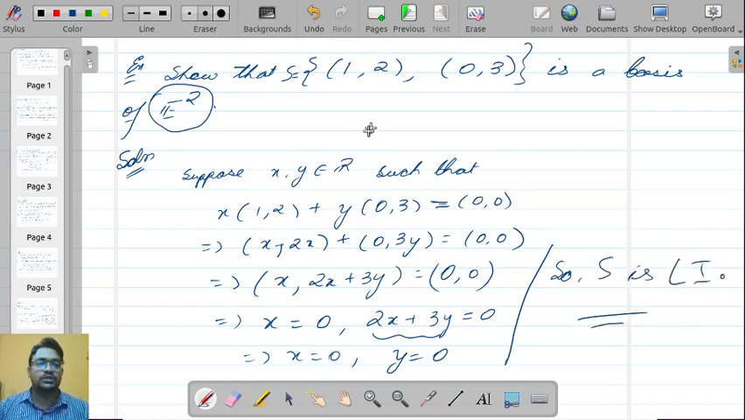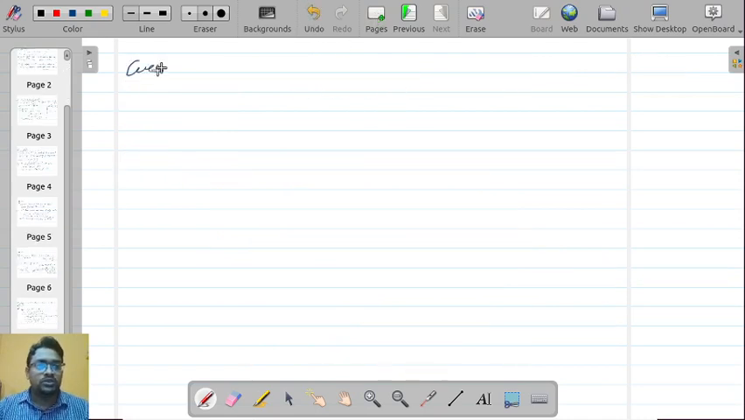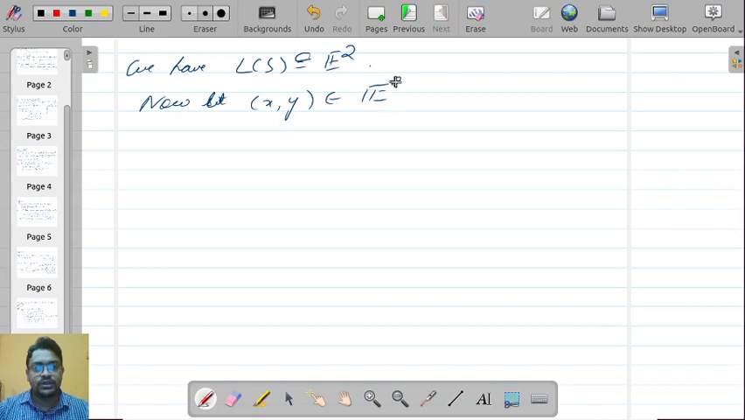So the first thing is satisfied. Next, I have to show that any element of E square can be written as a linear combination of these two elements. We already have that the linear span of S is always a subset of E square, by definition itself. Now let's start with an element inside E square. We have to see whether we can write it as a linear combination of these elements. Let me take (a, b) instead of (x, y). Let (a, b) belong to R squared.